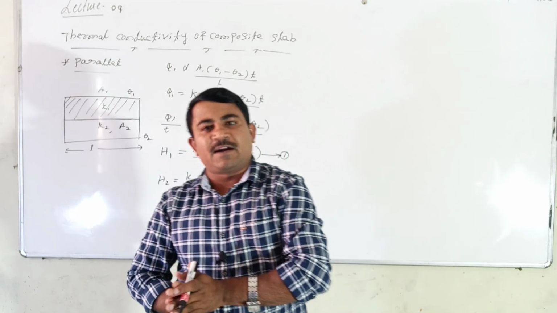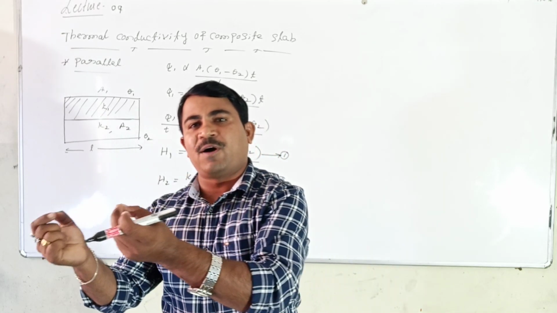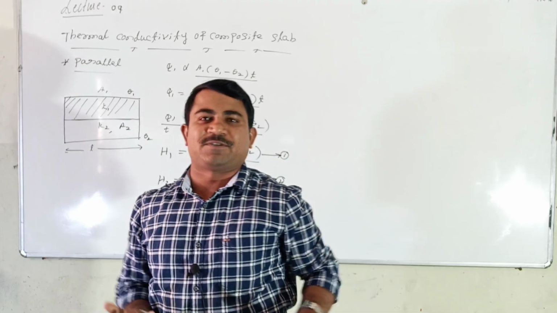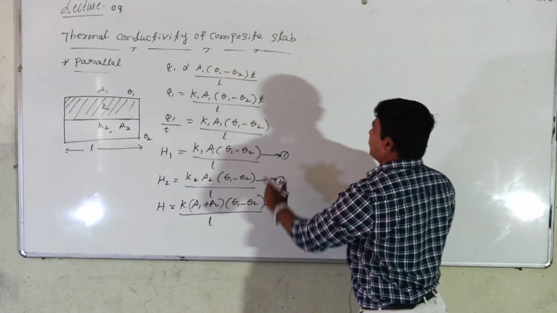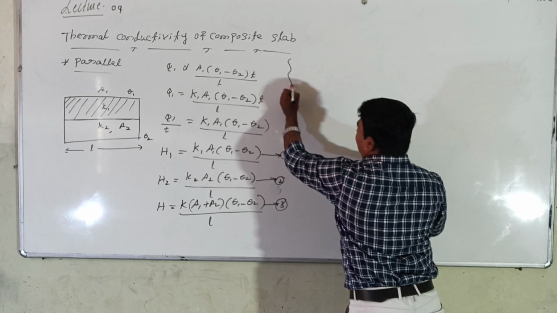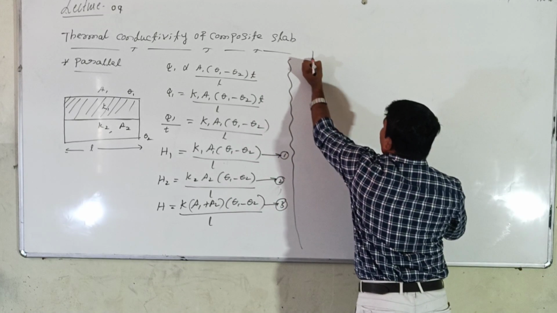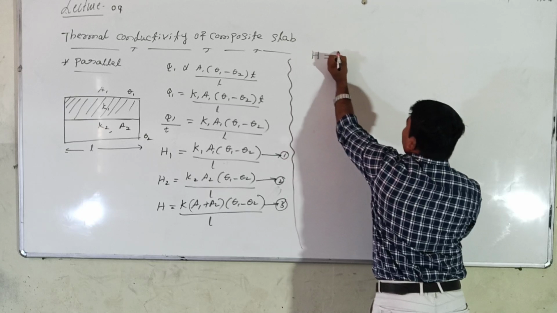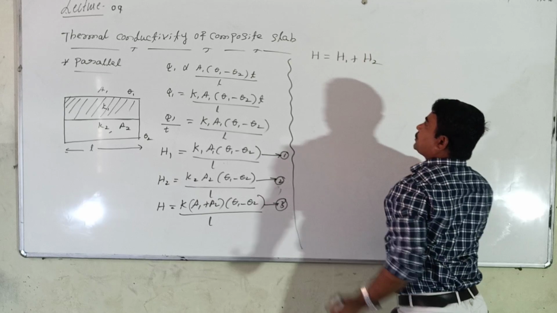I said that already, in parallel combination the total heat current is nothing but the sum of the heat currents across each combination. That is, total H is equal to H1 plus H2 in parallel combination. For parallel combination, the total heat current can be replaced by H. Total heat current is equal to the sum of the heat currents across each combination.